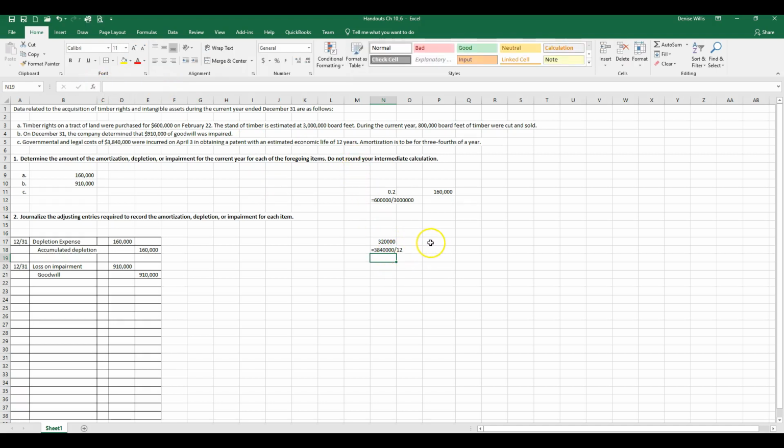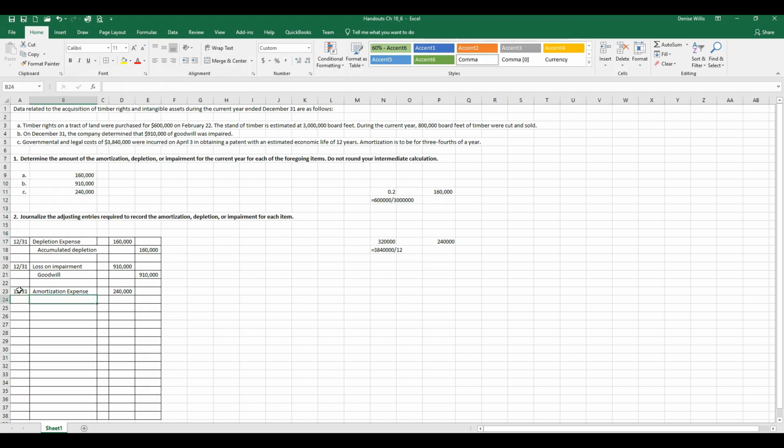But since it's a partial year, we are going to go ahead and take 3/4 of a year. So we should just be able to take this amount right here and multiply it times 3/4. See that right there? That's going to give us the amount. So our amortization for that year will be the $240,000. Let's come down here and take care of this one. We're going to have amortization expense for $240,000.